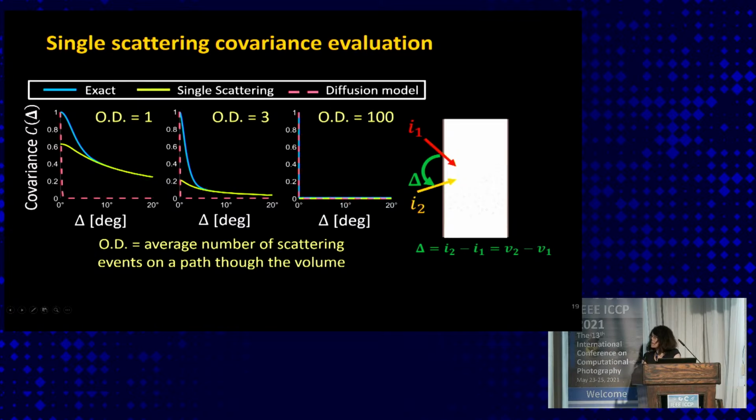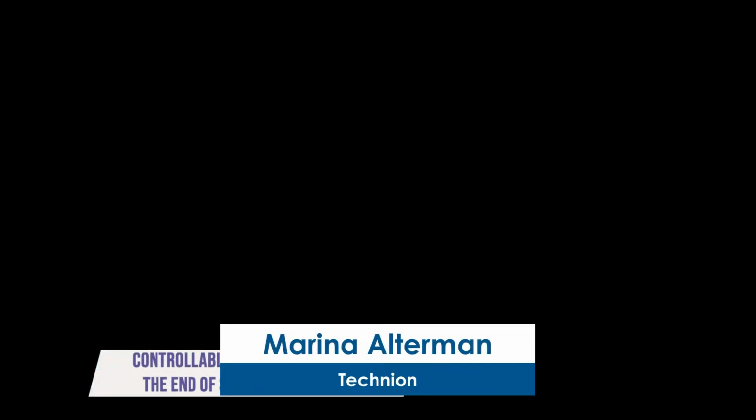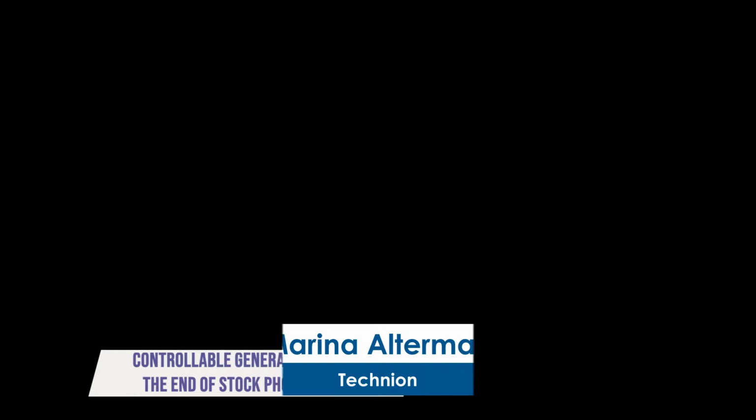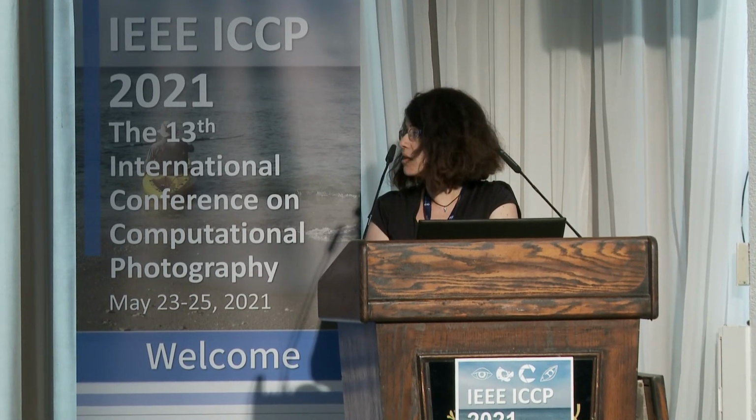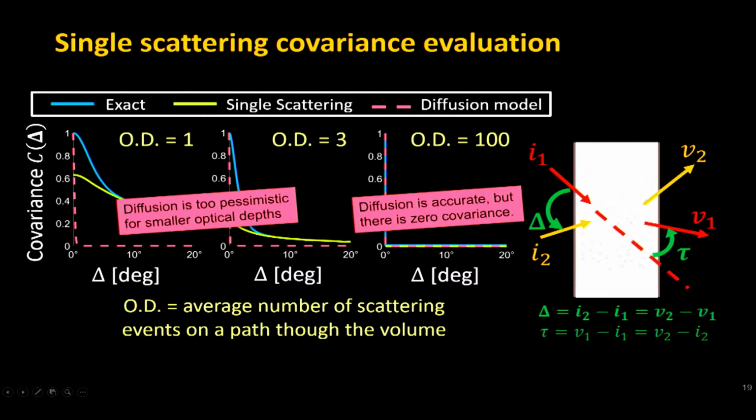Then we compared our single scattering model also with the diffusion model that you can see here in pink. As we've seen, the diffusion model applies mostly for very thick materials, and therefore its predictions are too pessimistic here for smaller optical depths, always predicting just 0 covariance. And the diffusion becomes accurate only at very thick materials, but there the covariance is 0 anyway. So now we discussed the dependence on angle delta between two illuminating directions. And now let's look at angle tau, the scattering angle.